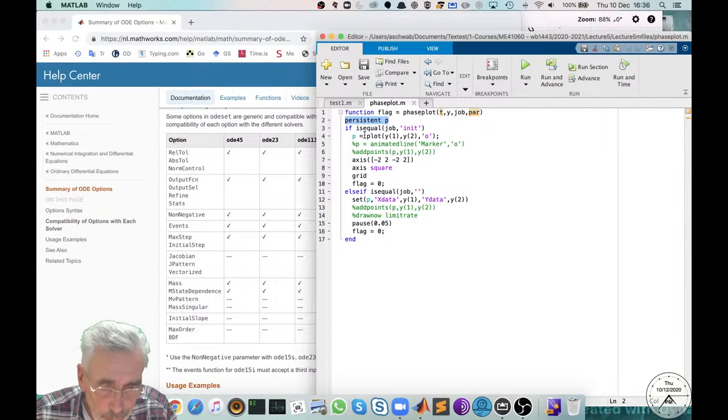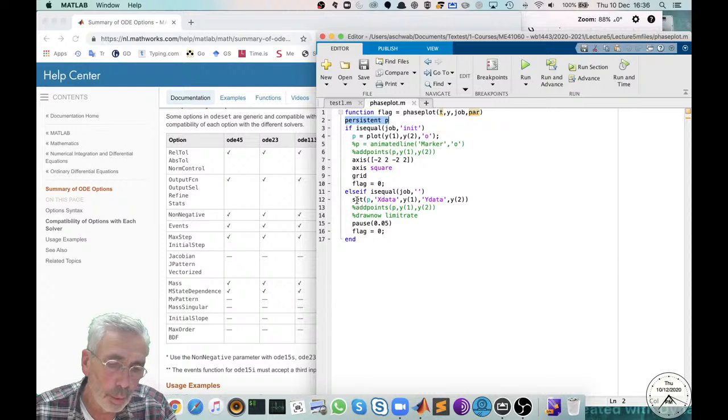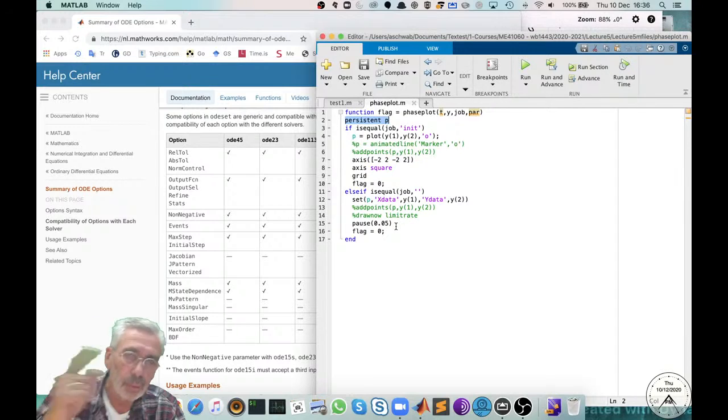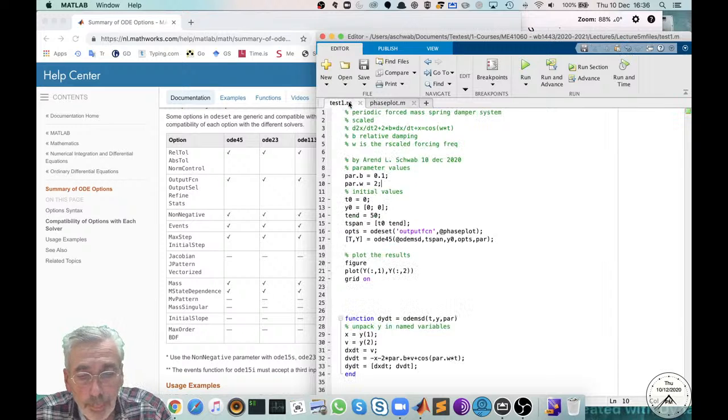So first time we create a point, the handle of that point is still available. Second time when we come in, we can do set P, because P is still there from the previous one, and then we can update the data, and therefore you see the whole thing run. By the way, there was a pause here, and with the pause you can make it faster or slower, whatever. Okay, that is persistent. That's an important thing to note. Don't overuse it.